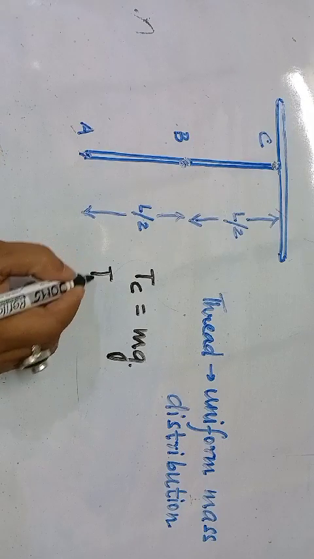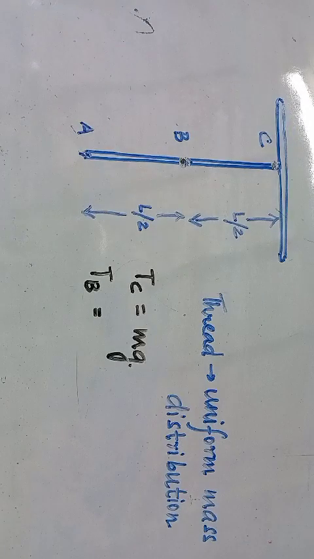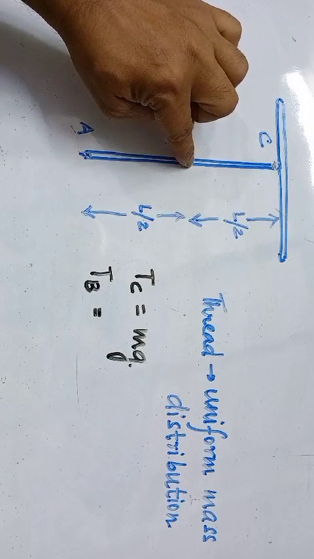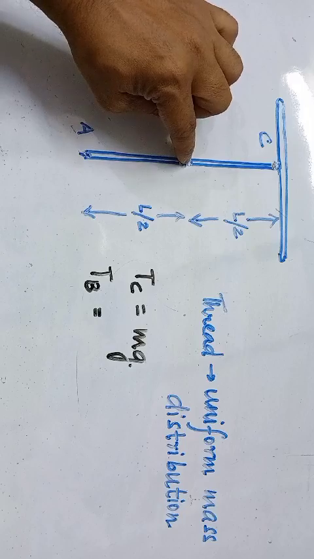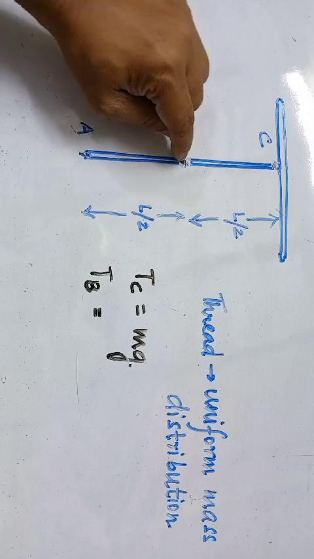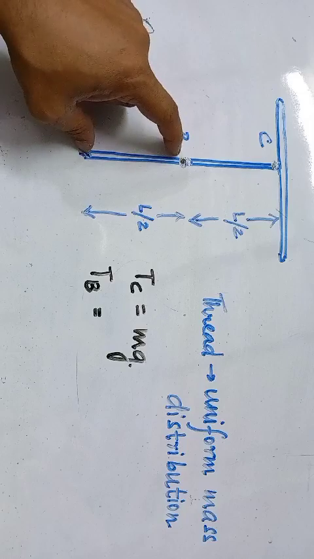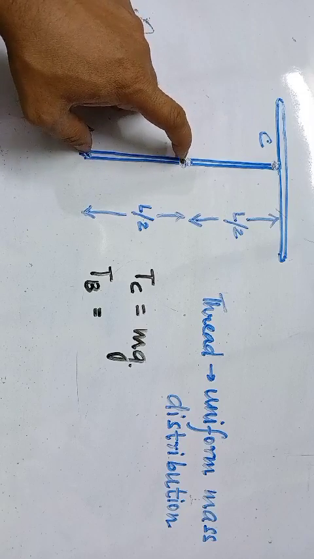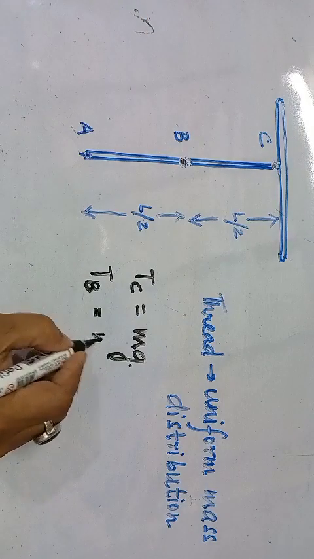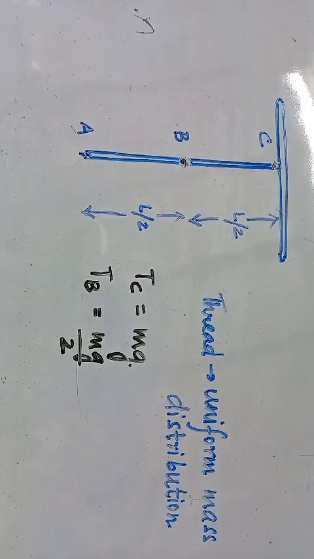But when we talk about the tension at point B, the logic here is that this tension is not caused by the weight of the upper part of the thread. Why? Because the pulling force is only the weight of this lower half of the thread. So what is the weight of half of the thread if the weight of the full thread is mg? It is mg by 2. So we can say that mg by 2, or half the weight of the thread, is the tension at point B.